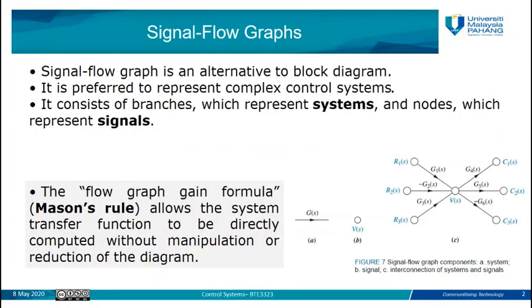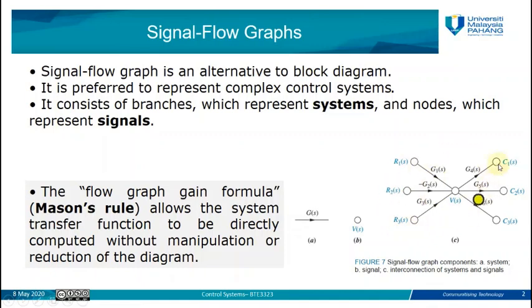In this video, we are going to focus more on signal flow graph as another method to represent the control system, which is preferred to represent the complicated or the complex control system. Usually, signal flow graph consists of branches that represent systems and nodes which represent the signals. So as we can see here, these are the branches which represent the system and the nodes which represent the signal. There will be interconnection between these nodes and branches.